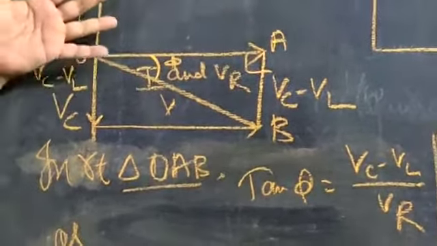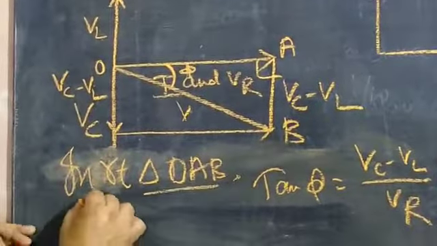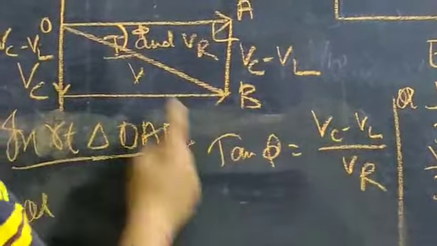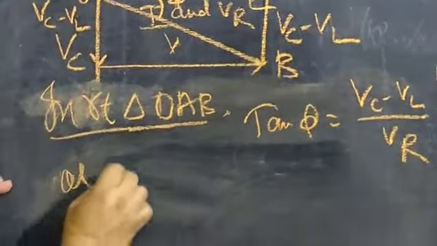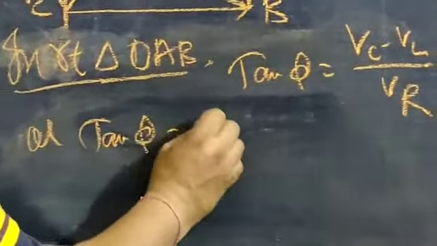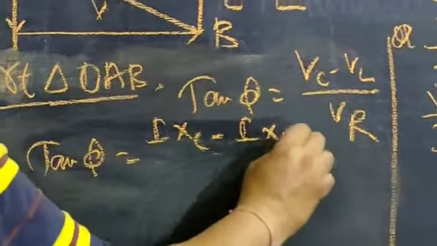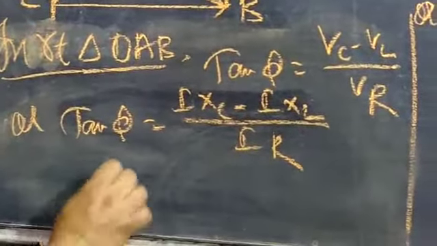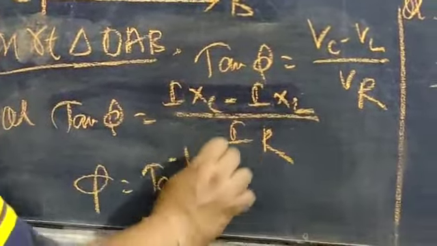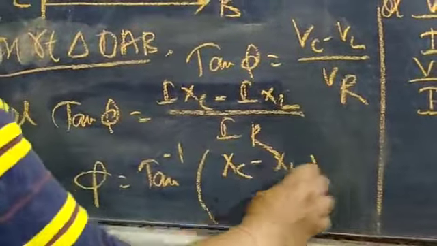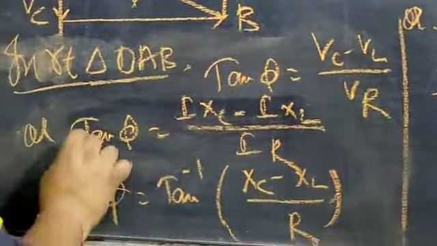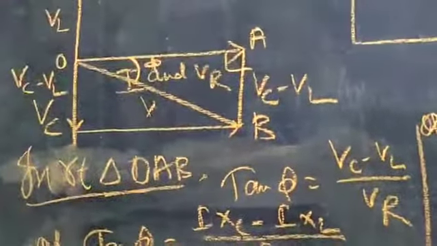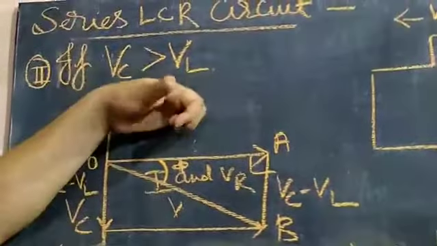So now, for the angle by which current would be leading the voltage, in right triangle OAB, tan phi will be equivalent to (VC minus VL) upon VR, or tan phi is equivalent to (I XC minus I XL) upon I R. So I will come out common and will cancel out. So phi will be equivalent to tan inverse of (XC minus XL) upon R. So by this relation we can find the angle by which current would be leading the voltage in this situation when VC is greater than VL.